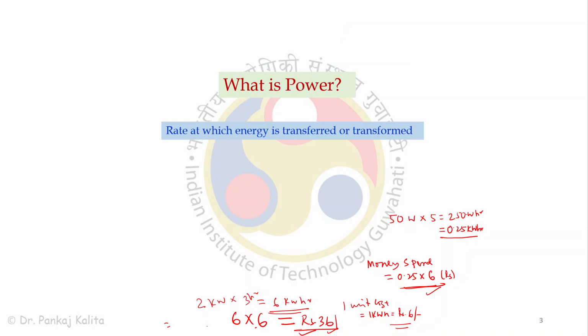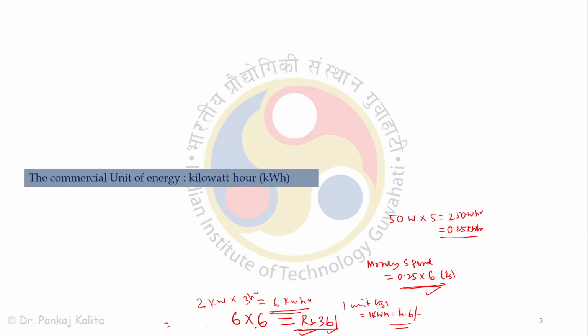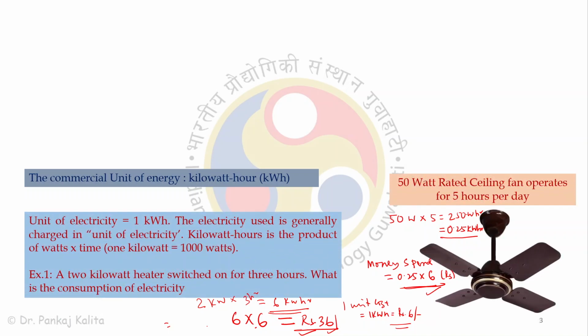So when you talk of something with respect to time, it is basically a rate, like rate of flow. The rate at which energy is transformed is power. The unit of power is joule per second, and the commercial unit of energy is kilowatt hour. That is what we call 1 unit of energy, 1 unit of electricity. This is the unit in which electricity bills are billed to us.